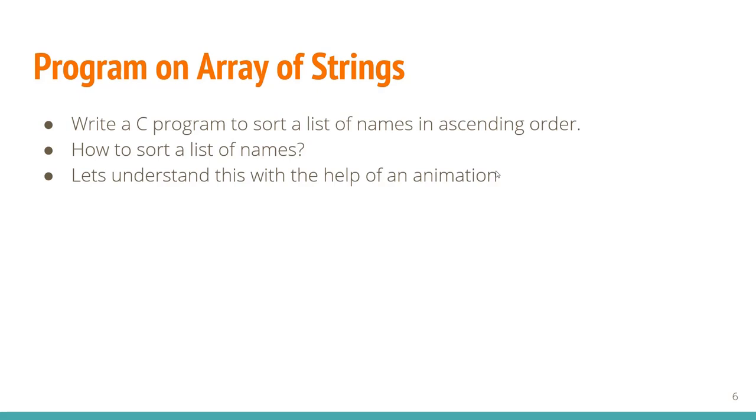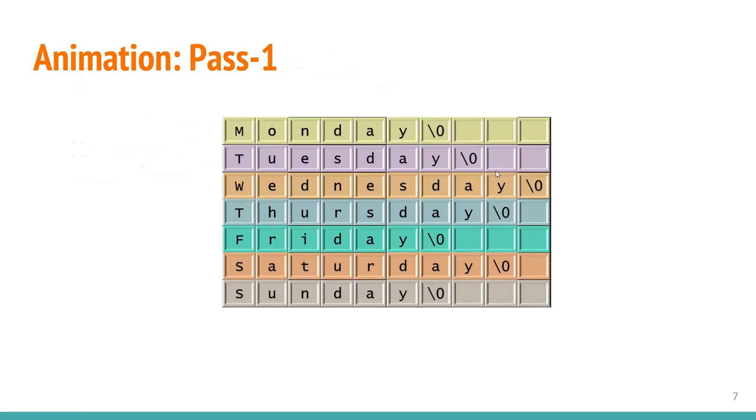So we'll apply the same technique that was discussed in the previous video sessions on bubble sort, and this time we'll try to sort an array of strings. Also, this animation requires us to remember the operations that we saw on strings, like string compare and string copy operations. Let's get started. Let's assume that we have days of the week stored as separate strings, one in each row of a two-dimensional array of strings.